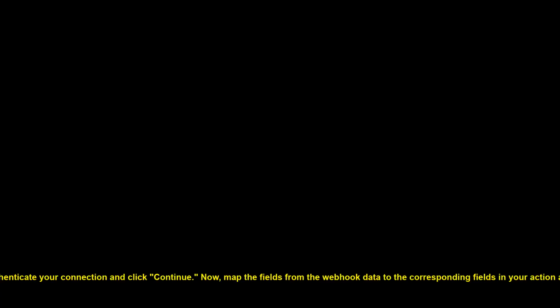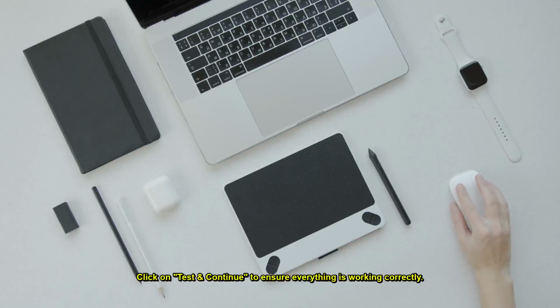Now, map the fields from the webhook data to the corresponding fields in your action app. Once you've completed the mapping, click Continue again. To test this action, you'll see an option to send a test to the selected app. Click on Test and Continue to ensure everything is working correctly.